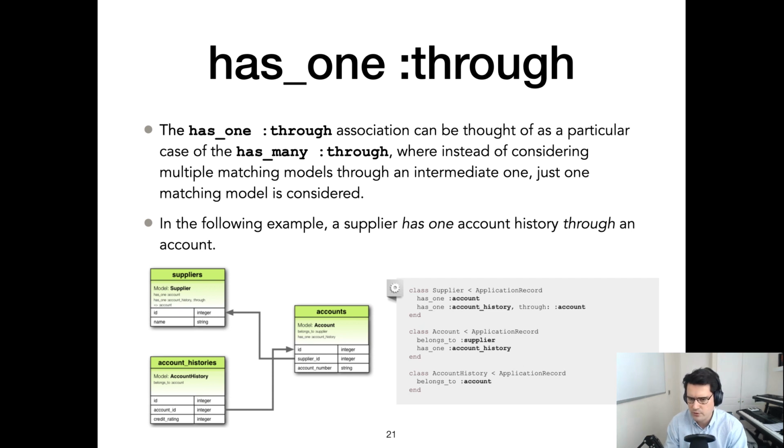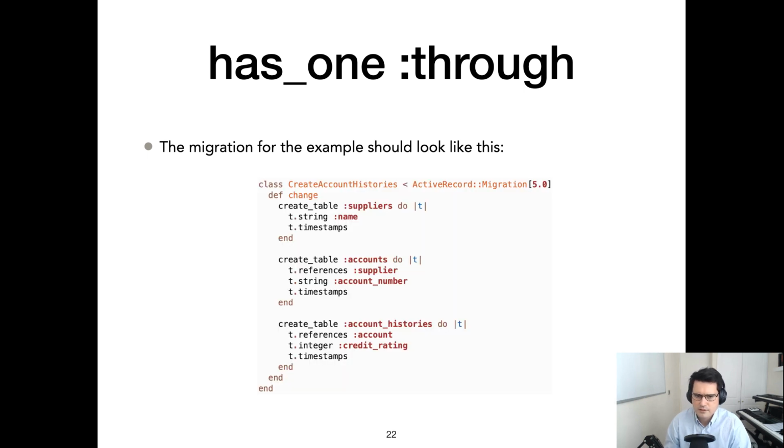So the has one through association is implemented in the supplier. The supplier has one account history through account. Because account, if you see the underlying database table, it will contain a foreign key to the supplier. And it will also contain an account number, right? And the account history table will contain a foreign key to the accounts table. So the migration looks like this, by incorporating foreign key references in the accounts table to supplier and a foreign key reference to the accounts table from account histories.